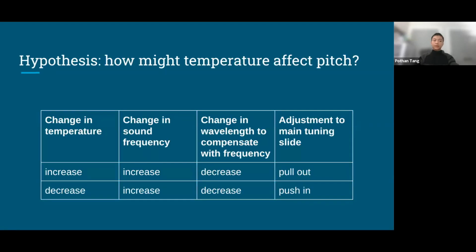How might temperature affect pitch? Let me explain. As the ambient temperature increases, the frequency of sound waves increases. Pulling out the main tuning slide increases the total pipe length of the trumpets, in order to allow standing waves with longer wavelengths and lower frequencies to fit in. Conversely, when ambient temperature decreases, the frequency of the sound waves decreases, and the main tuning slide should be pushed in. Therefore, the main tuning slide length put out should vary directly with ambient temperature.